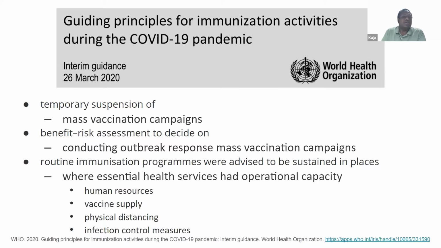Even for outbreak response vaccination campaigns, what was recommended was to conduct a benefit-risk assessment, and only if the benefits outweigh the risk, then conduct those outbreak response mass vaccination campaigns. This is for vaccine-preventable outbreaks that could be taking place. Routine immunization services were recommended to be sustained, provided there are adequate human resources, vaccine supplies, and the ability to maintain physical distancing and infection control measures. All of these were issues affecting the continuation of routine immunization programs during the COVID-19 pandemic as well. Next slide, please.